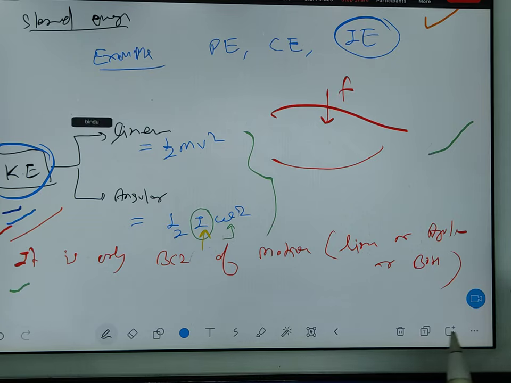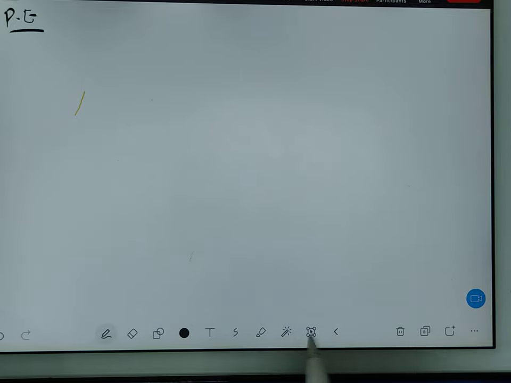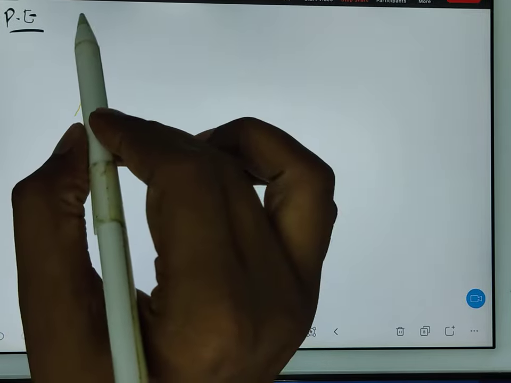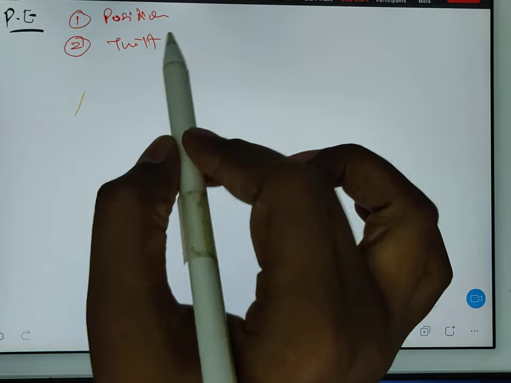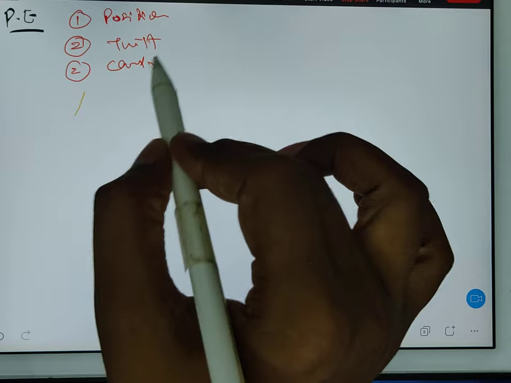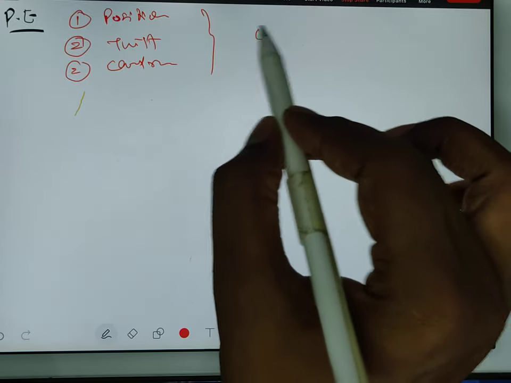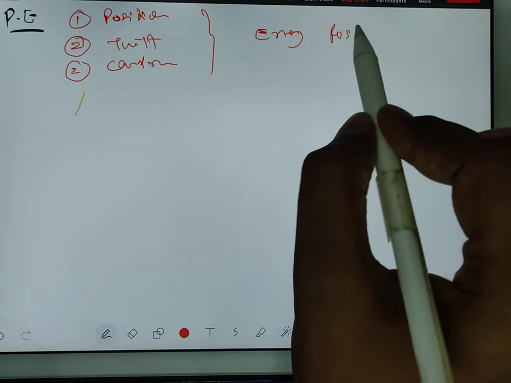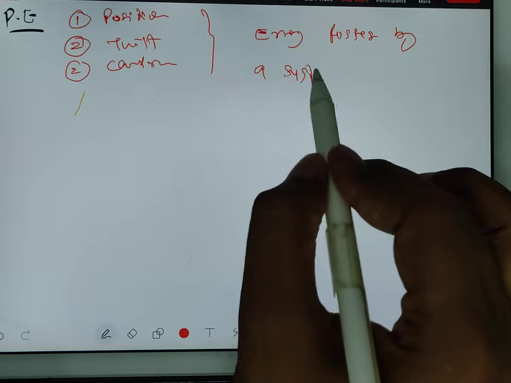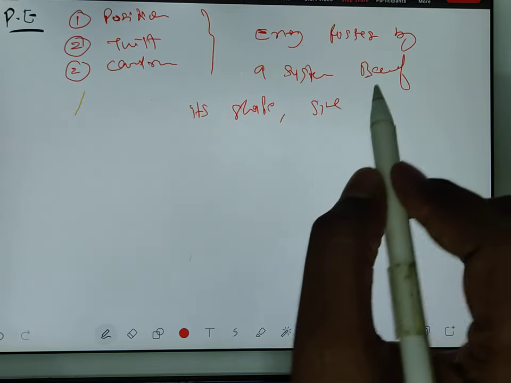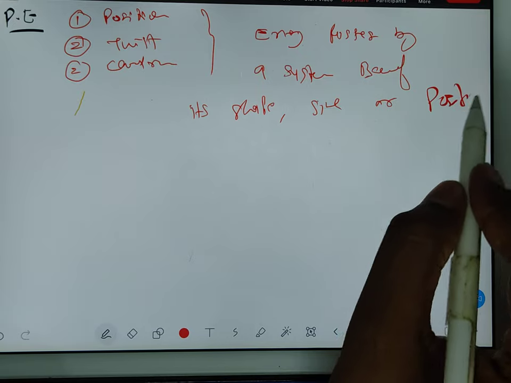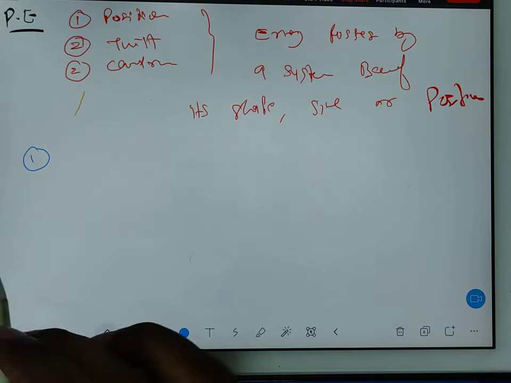Okay. Now we are going to discuss, like the way we have discussed kinetic energy, potential energy. I'm changing the page. Understand potential energy. What is the meaning of potential energy? What is the cause of potential energy? It is because of position, because of twist, because of compression. You can say change in shape, size or position. On average, energy is possessed by a system because of its shape, size or position.